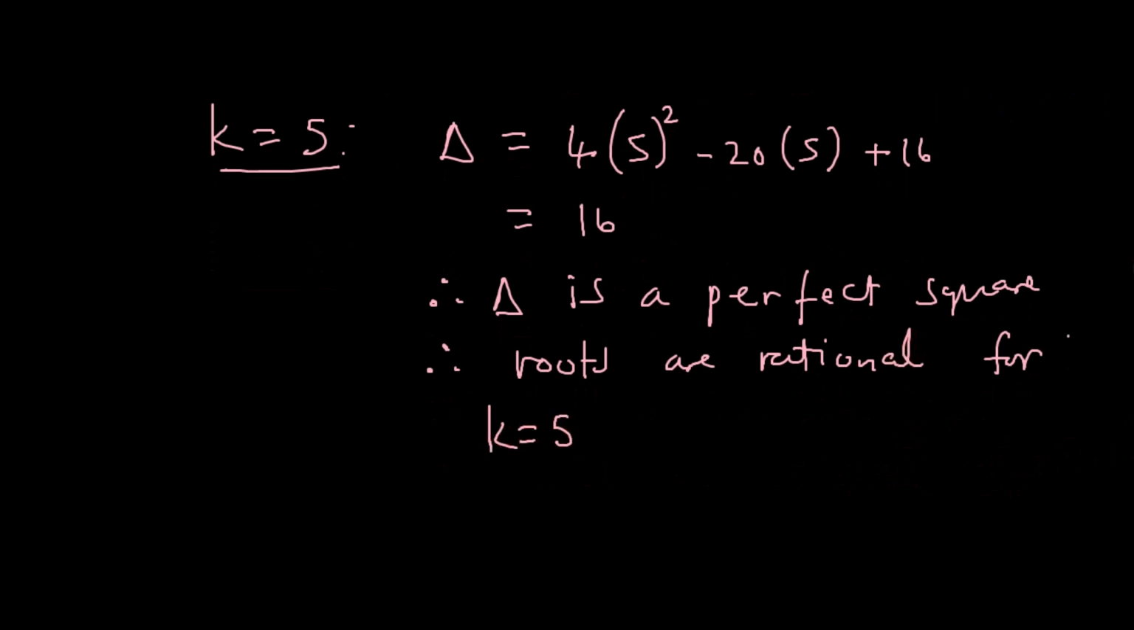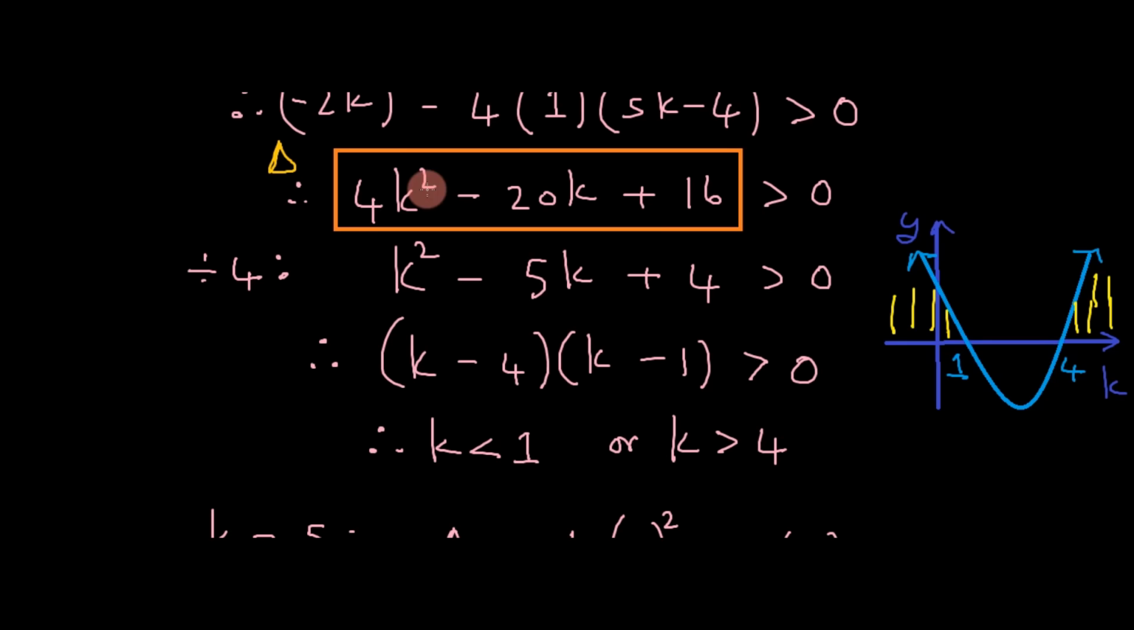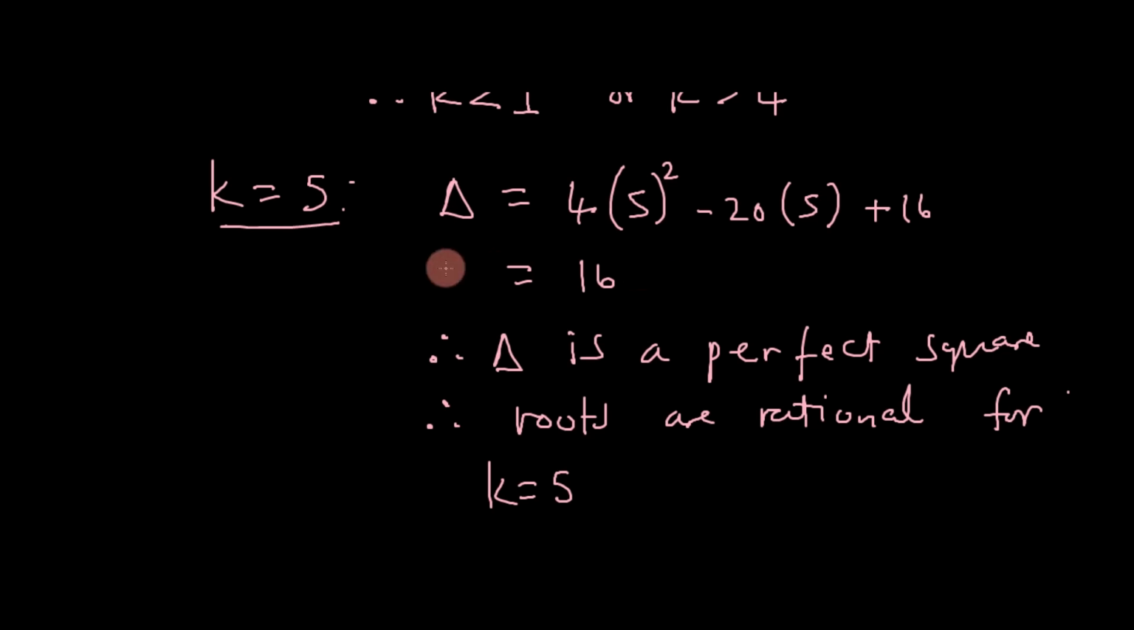Of course, there are many other numbers other than 5 that would work as well. For example, we could have taken k less than 1. We could have taken k equal to 0. 0 is also a rational number. And when we put 0 in here, we get delta 16, which is a perfect square as well. So k equal to 0 would have worked as well. But we only needed to get one integral value of k that would make the roots rational.